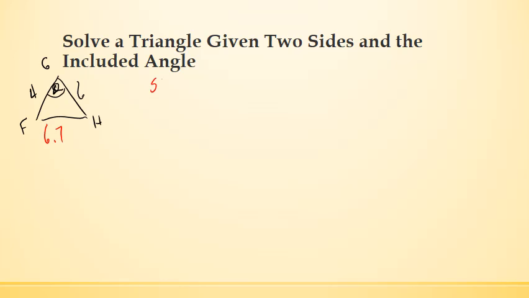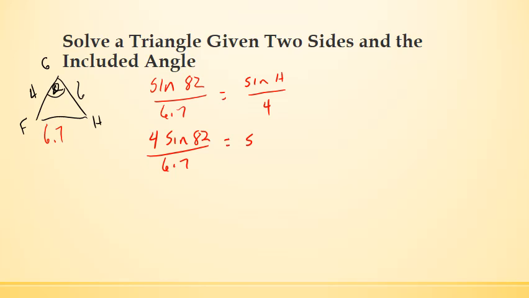So then I could say that the sine of G, or 82, over 6.7 equals the sine of H over 4. So then 4 times the sine of 82 over 6.7 is going to equal the inverse sine, because I'm trying to find the angle, I'm going to use the inverse to find sine of H to find angle H. And I'll probably jump on the calculator and actually put that in too for just a moment. But that calculation, if I round that to the nearest degree, is 36 degrees.